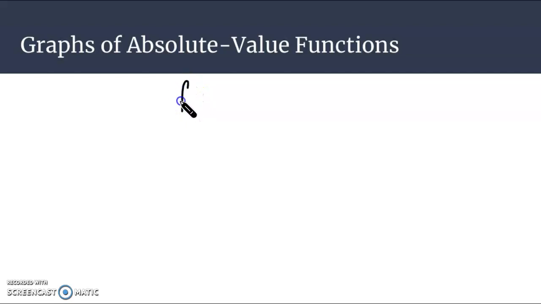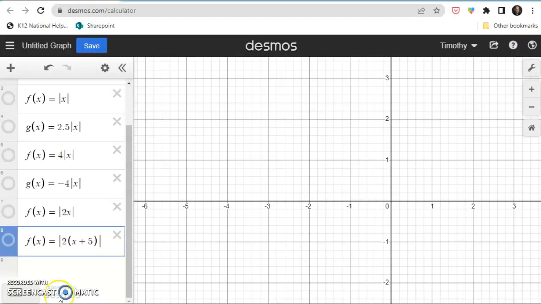Now, the absolute value function looks like this. F of x equals absolute value of x. And it generally has a V shape, as we can see on Desmos here. Let's go to Desmos and graph that. You can see it right here.